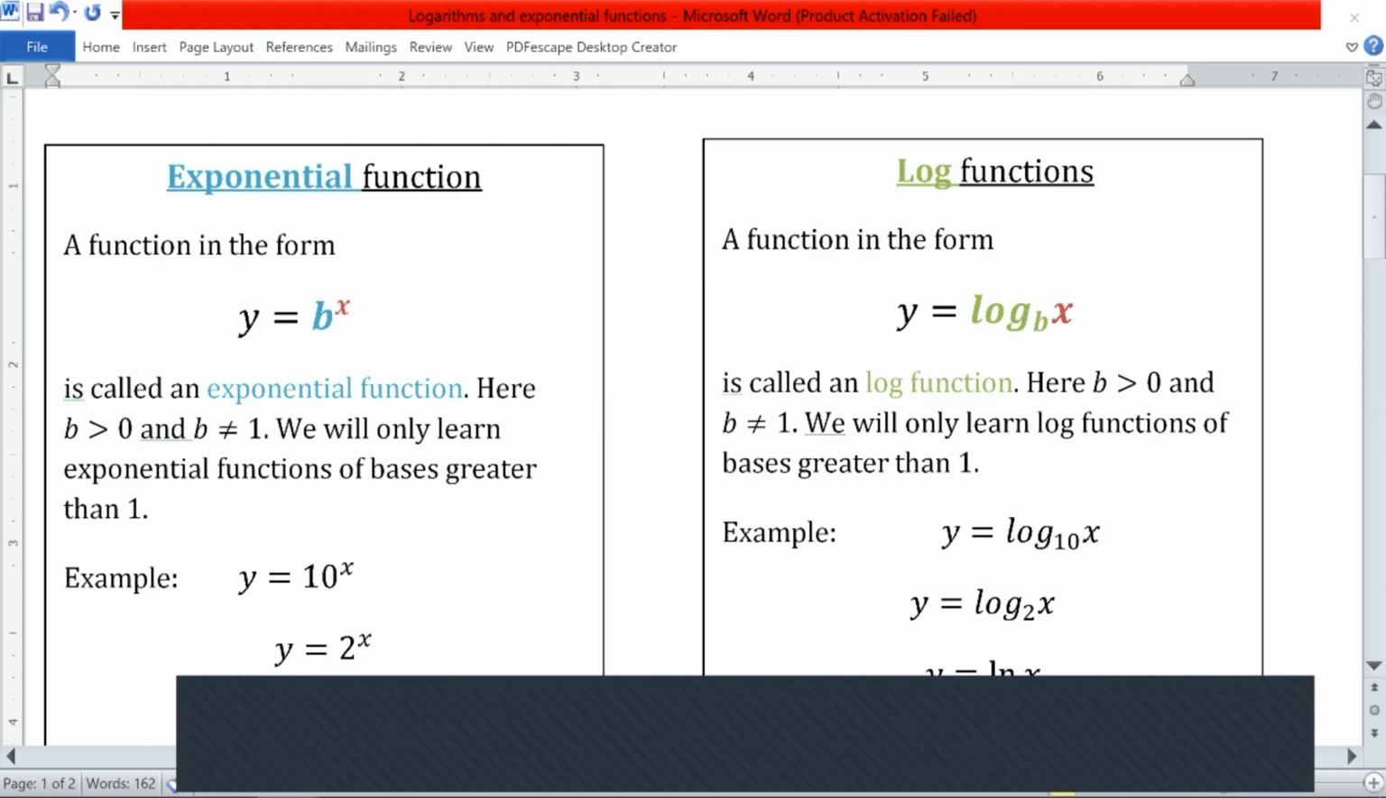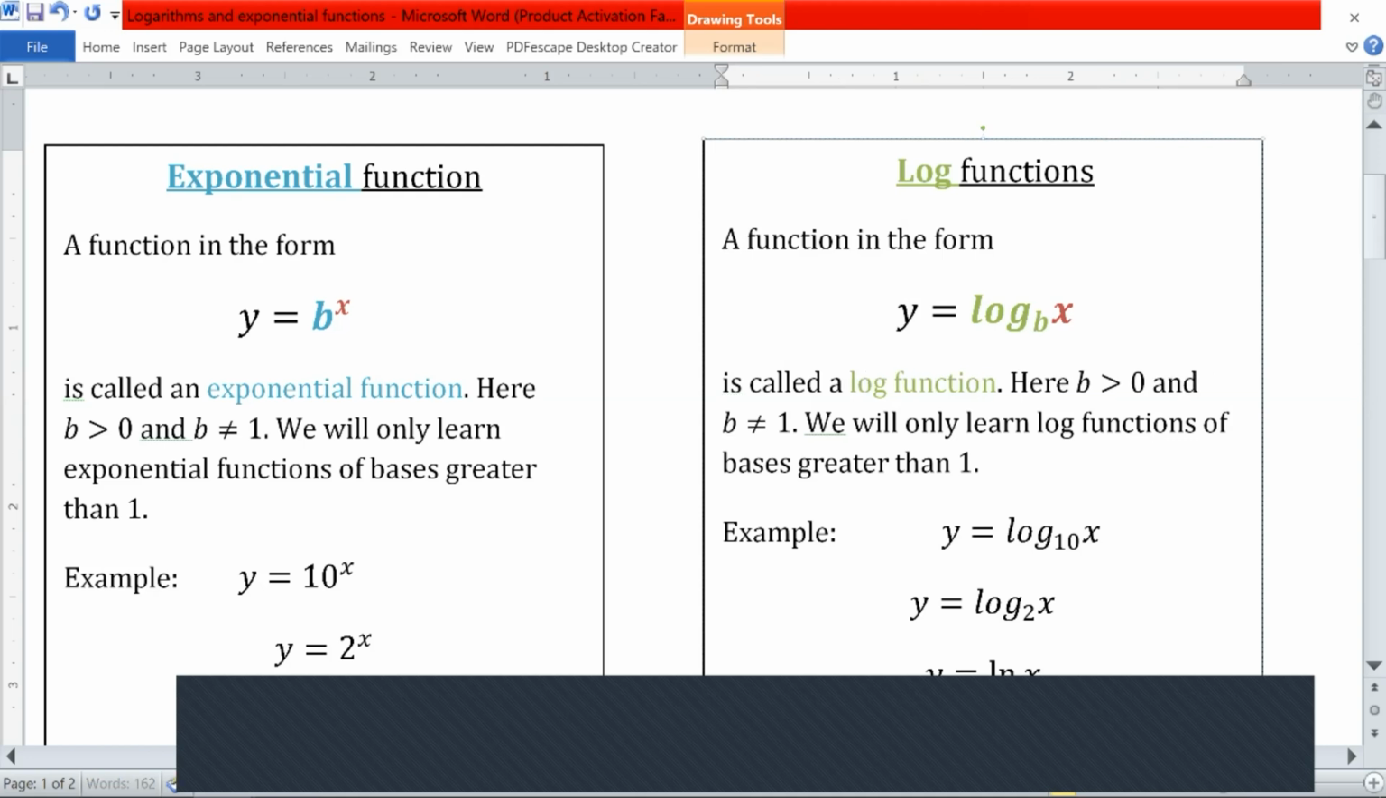There's a typing mistake here. Not an log function, a log function. It's called a log function.